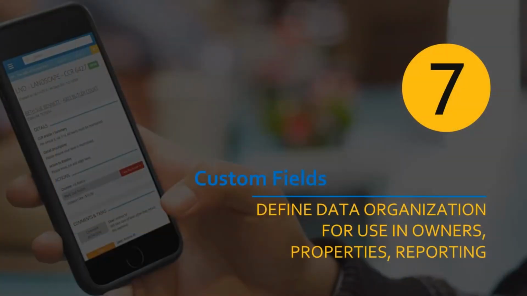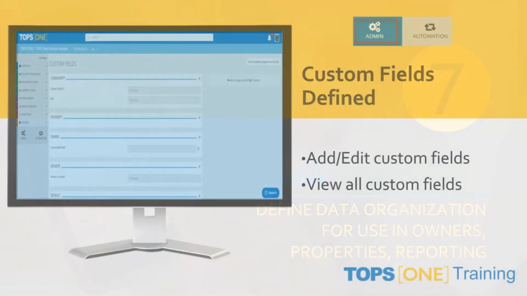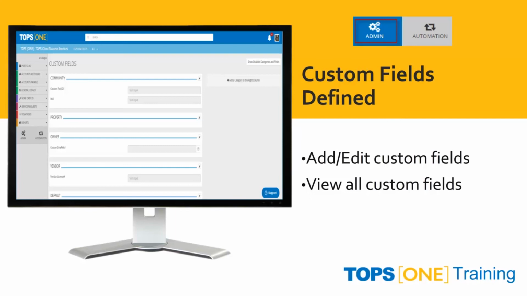Chapter 7, Custom Fieldwork. We can define data for organizational use for owners, properties, reporting, and more through custom field generation. In TOPS 1, as we can see, we can add custom fields. Under the admin indication, at the lower left-hand navigation, we can add or edit custom fields or view all custom fields created at this point.